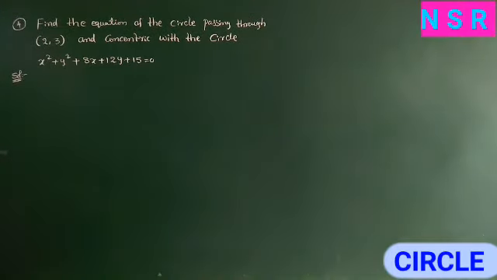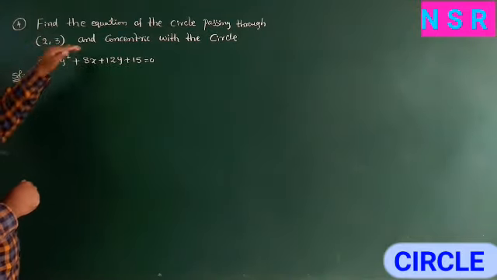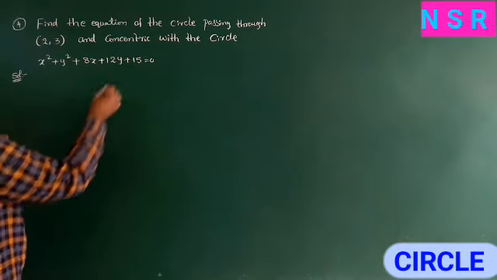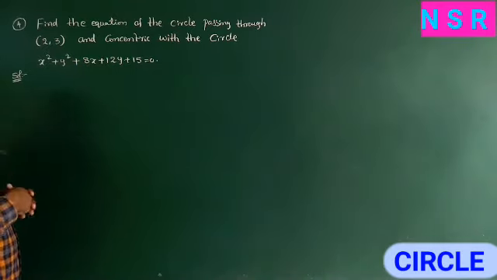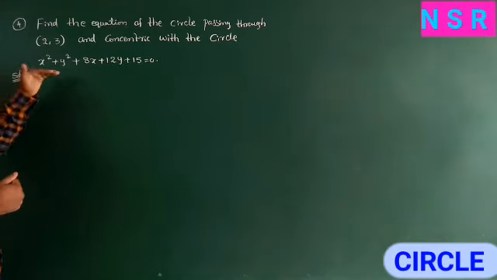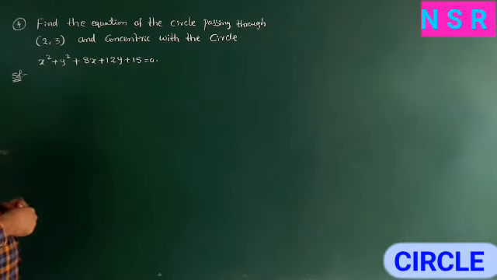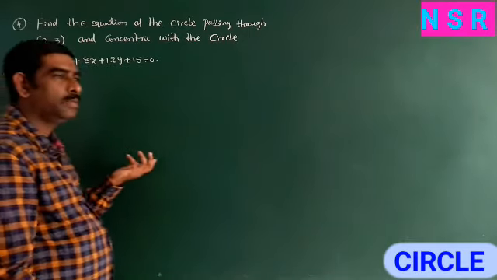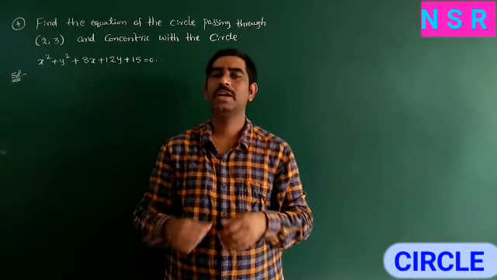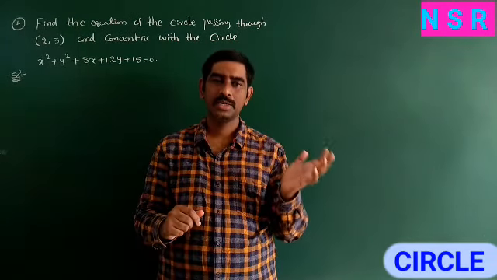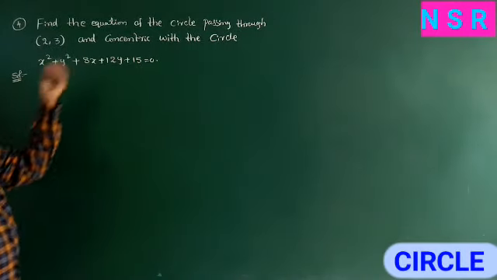Next, find the equation of the circle passing through (2, 3) and concentric with the circle x square plus y square plus 8x plus 12y plus 15 equal to 0. Before solving this question, what is the definition of concentric circles? Concentric circles means two or more circles having the same center with different radii. So the center is the same and the radius is different. Then those circles are called concentric circles.